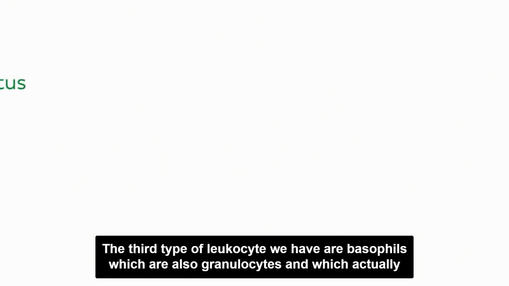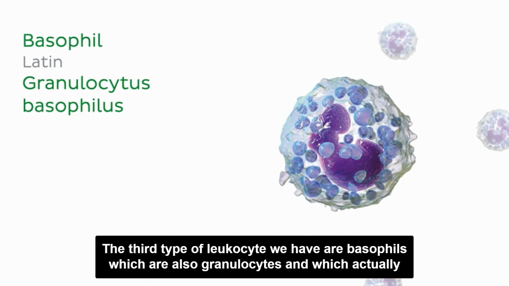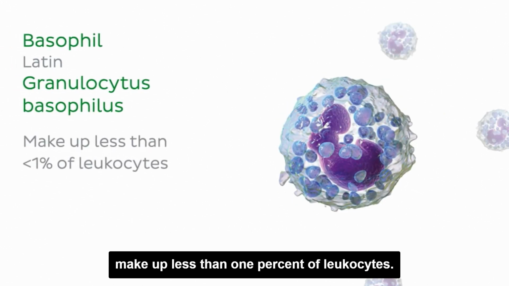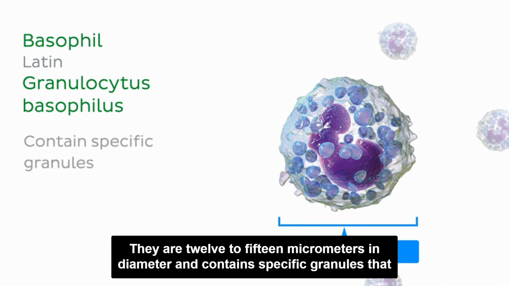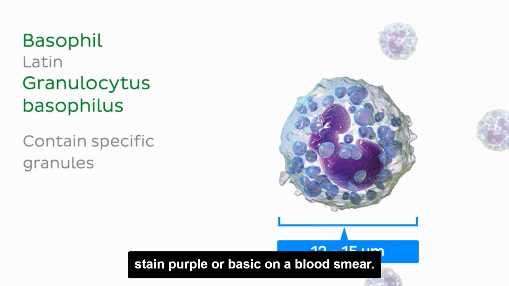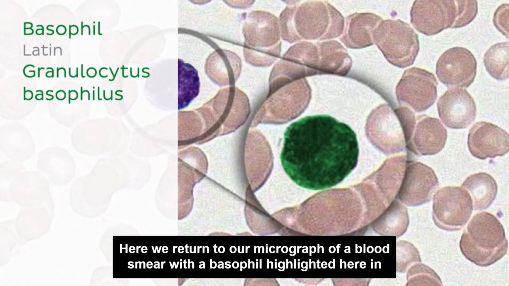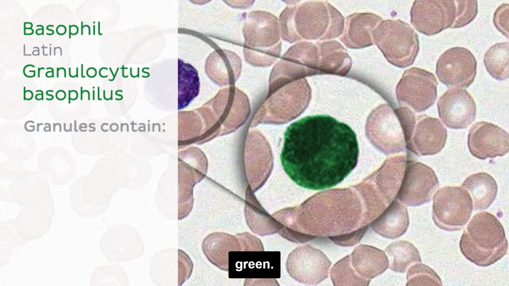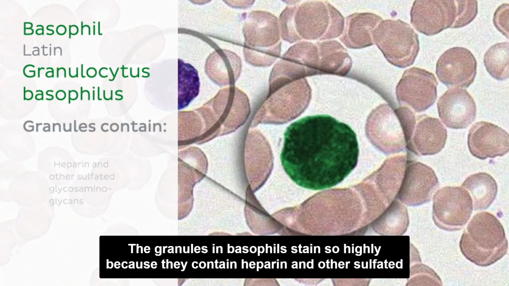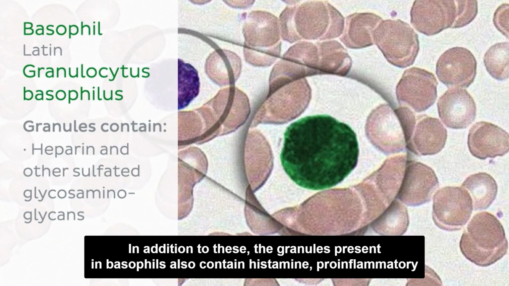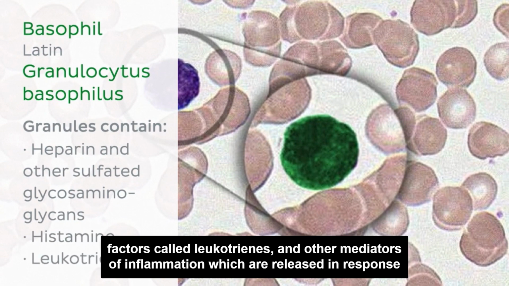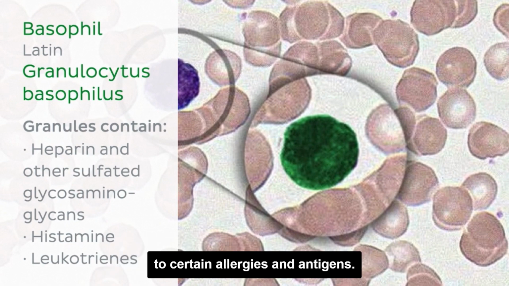The third type of leukocyte we have are basophils, which are also granulocytes, and which actually make up less than 1% of leukocytes. They are 12 to 15 micrometers in diameter and contain specific granules that stain purple or basic on a blood smear. Here we return to our micrograph of a blood smear, with a basophil highlighted in green. The granules in basophils stain so highly because they contain heparin and other sulfated glycosaminoglycans. In addition to this, the granules also contain histamine, pro-inflammatory factors called leukotrienes, and other mediators of inflammation, which are released in response to certain allergies and antigens.